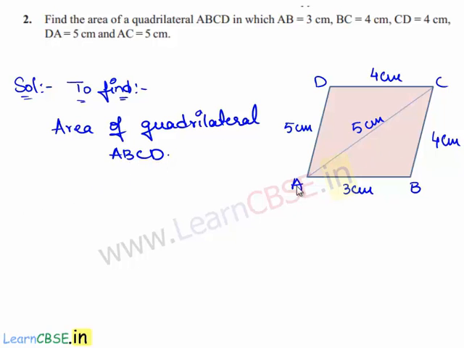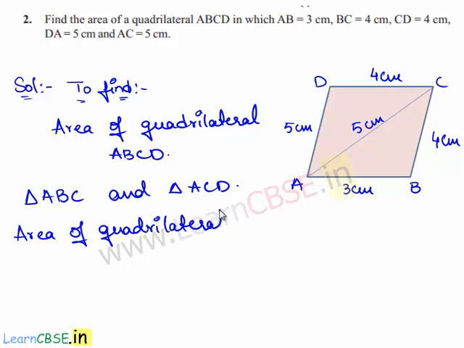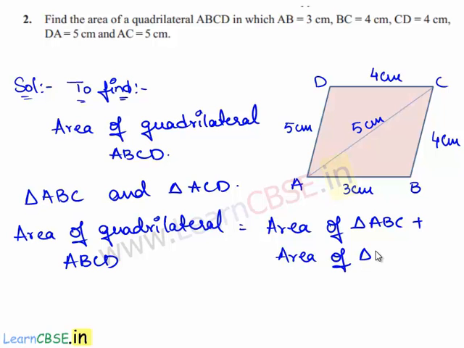As we know, the diagonal AC divides the quadrilateral ABCD into two triangles. Those are triangle ABC and triangle ACD. Area of quadrilateral ABCD is equal to area of triangle ABC plus area of triangle ACD.